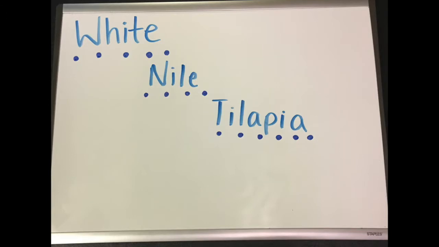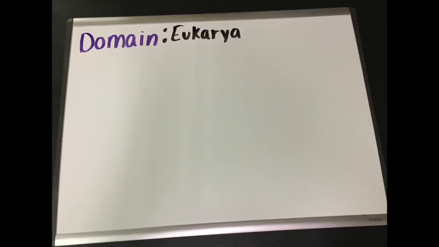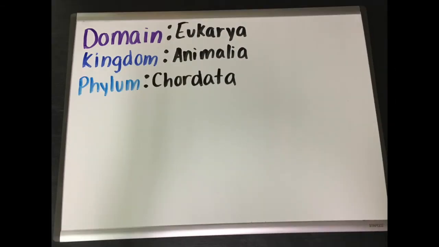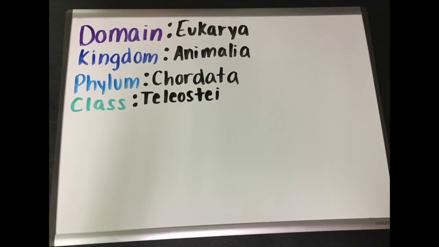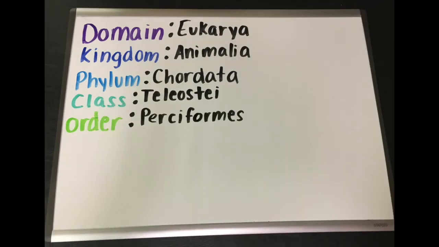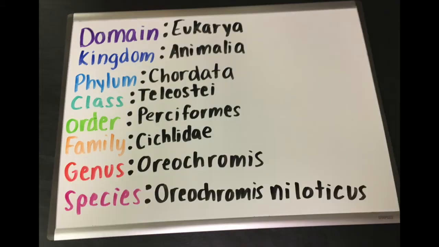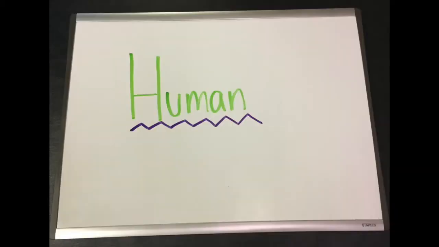The classification of a white Nile tilapia is as follows: domain Eukarya, kingdom Animalia, phylum Chordata, class Teleostei, order Perciformes, family Cichlidae, genus Oreochromis, and species Oreochromis niloticus. This tells scientists lots about the organism based on each section it is classified in.